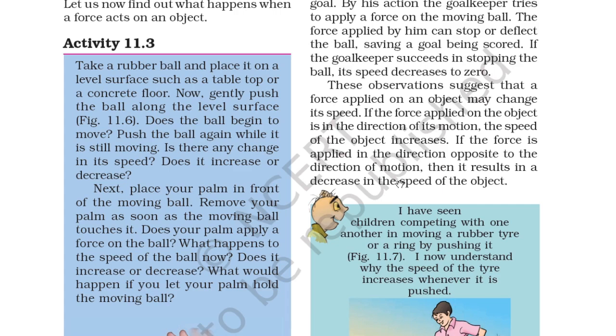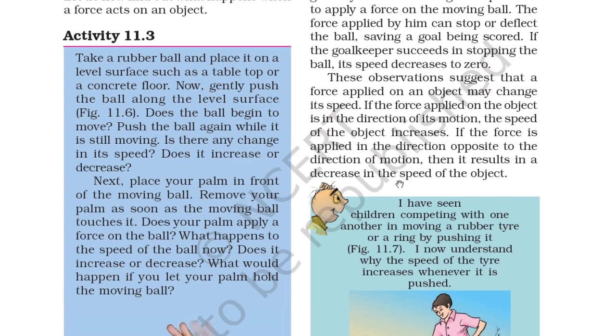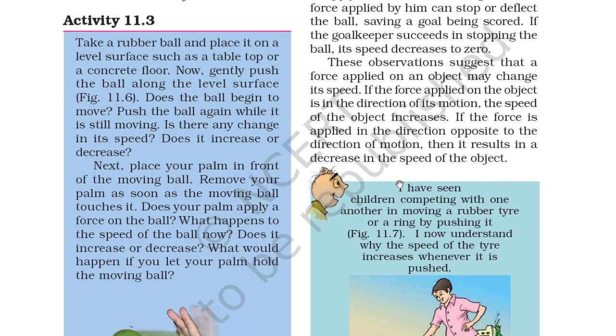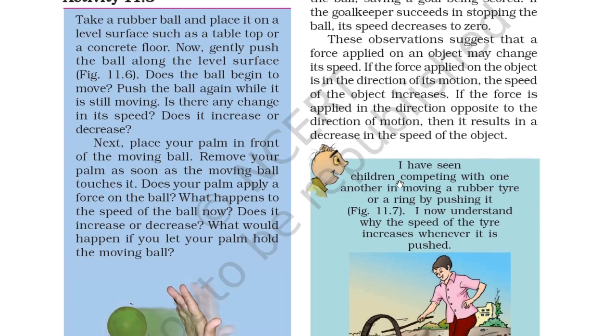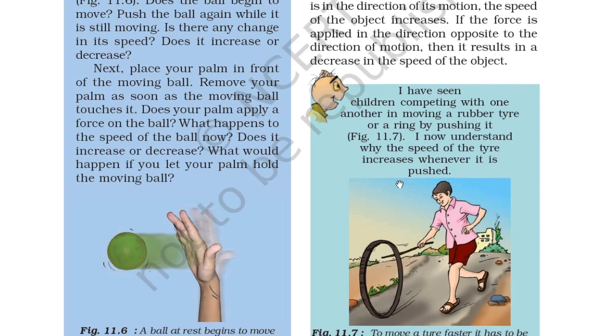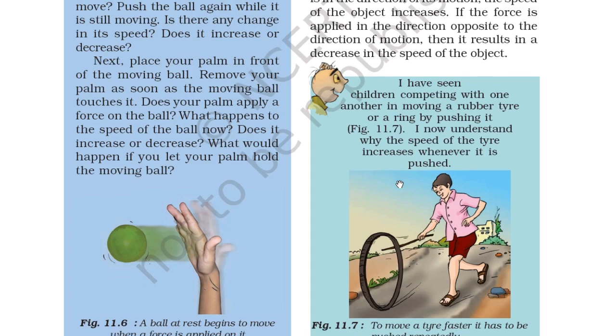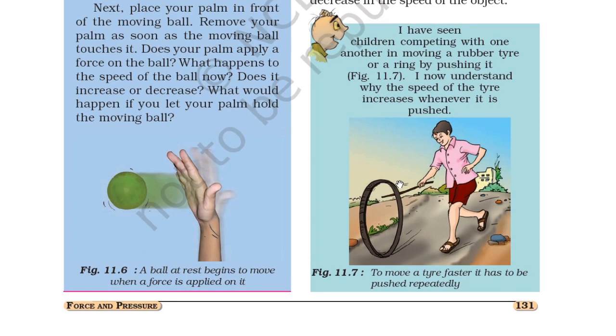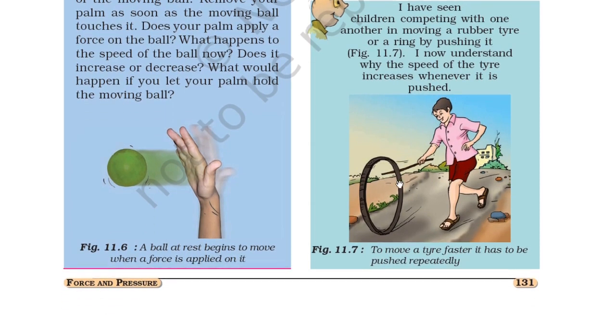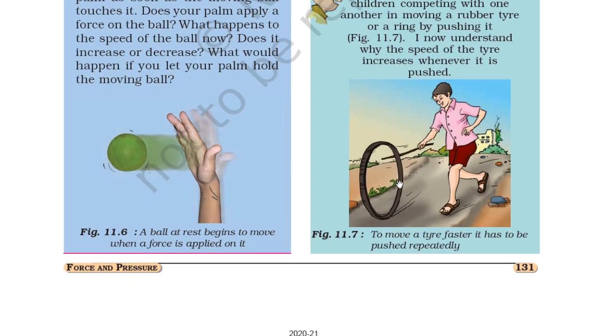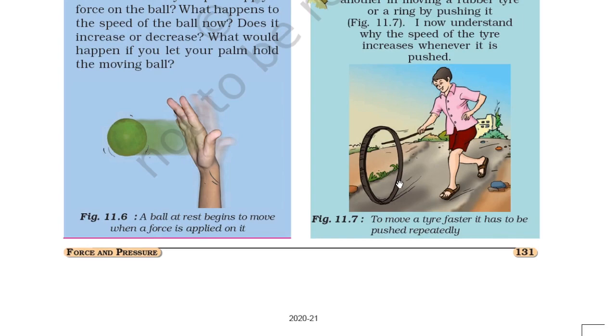The speed of the object increases. If the force is applied in the direction opposite to the direction of the motion, then it results in the decrease of the speed of the object. Boojho says, I have seen children competing with one another in moving a rubber tire or a ring by pushing it. You can see it in figure 11.7. I now understand why the speed of the tire increases whenever it is pushed. So you can see a boy, to move a tire faster, it has to be pushed repeatedly.